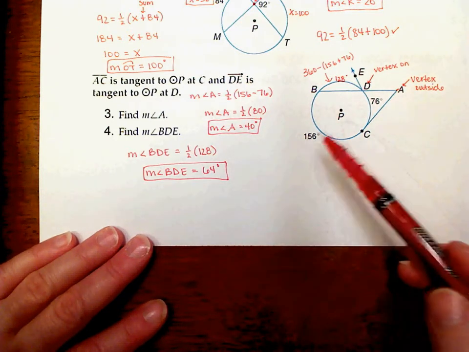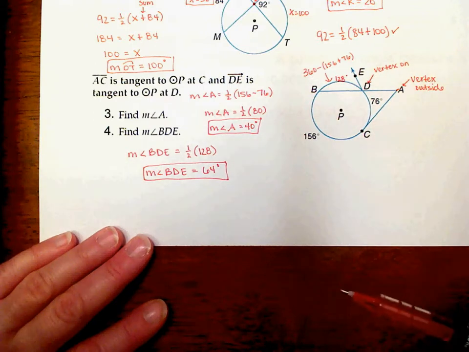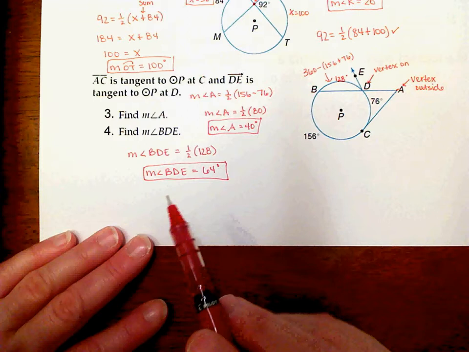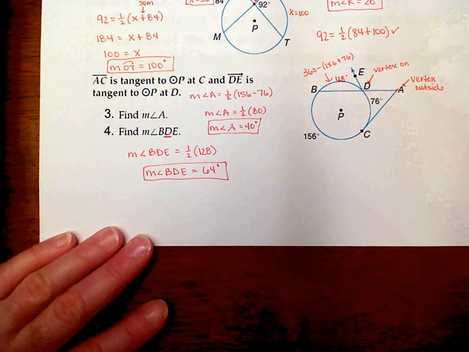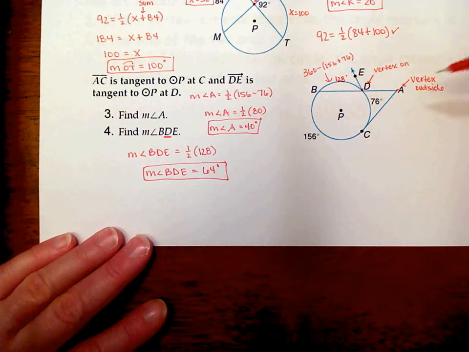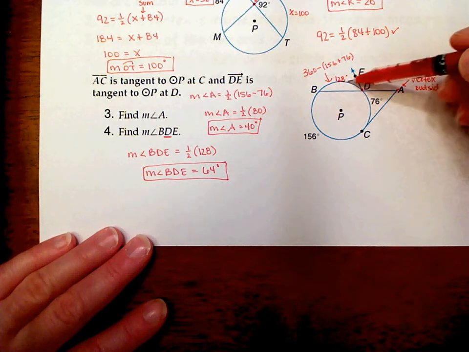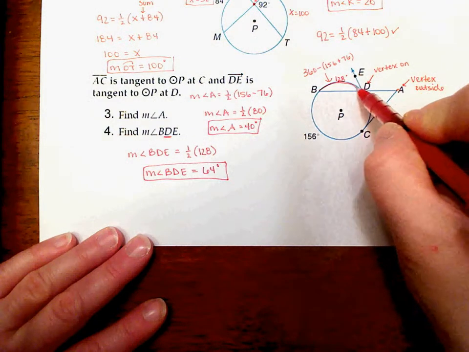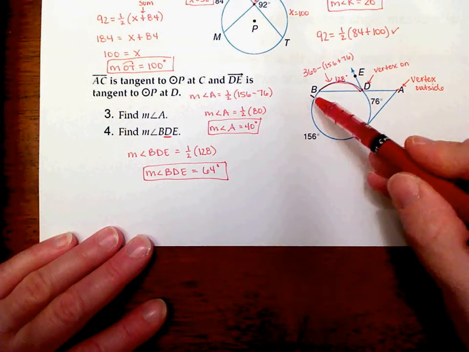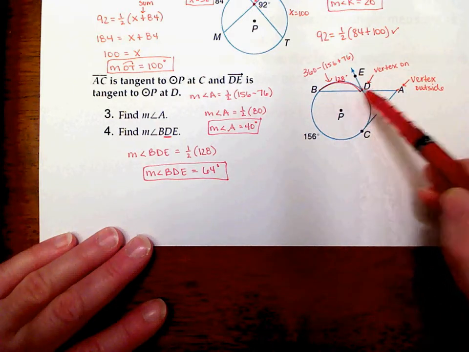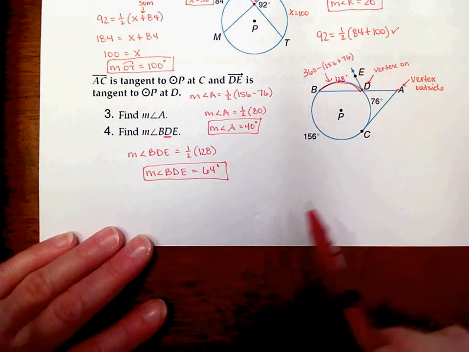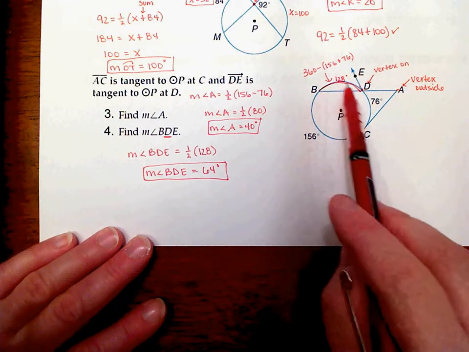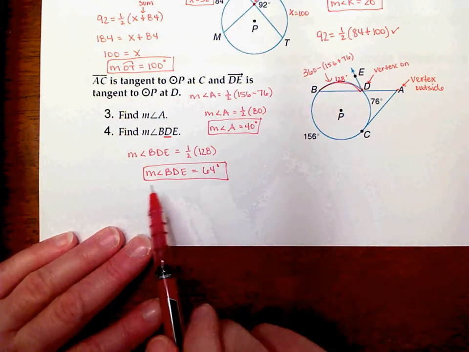Then you're asked to find the measure of angle BDE. Where's the vertex, the center letter of that angle? It is on the circle. So anytime your vertex is on the circle, your angle is simply half of the arc. The arc that it's intercepting is this one right here. Now, it did not tell you the degree measure of that arc, but you knew the rest of the circle. So all you have to do to find this degree measure is to add the two arcs you knew, 156 and 76, and subtract that from 360 for the full circle. So that tells you that arc is 128. So the measure of angle BDE is half of that 128, which makes it 64 degrees.